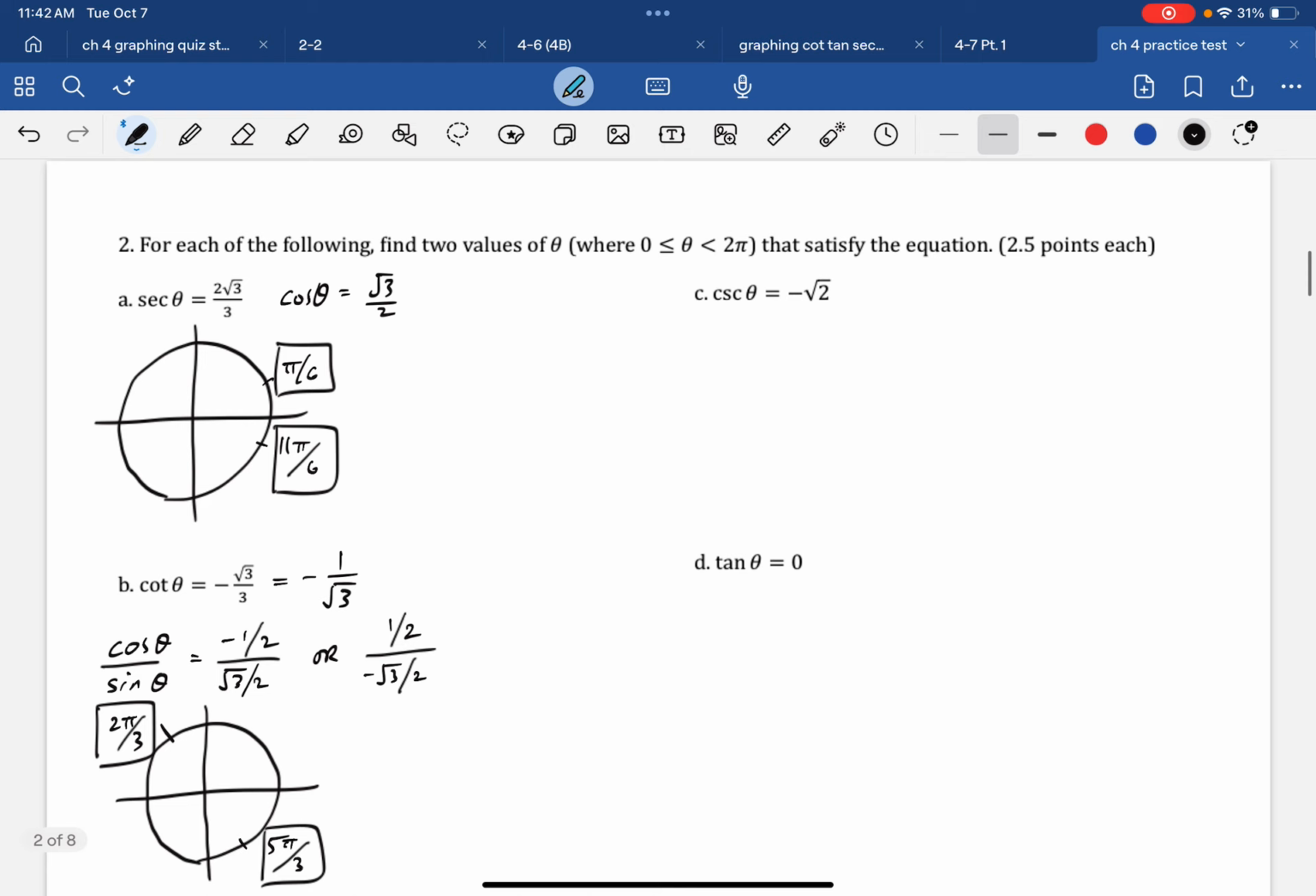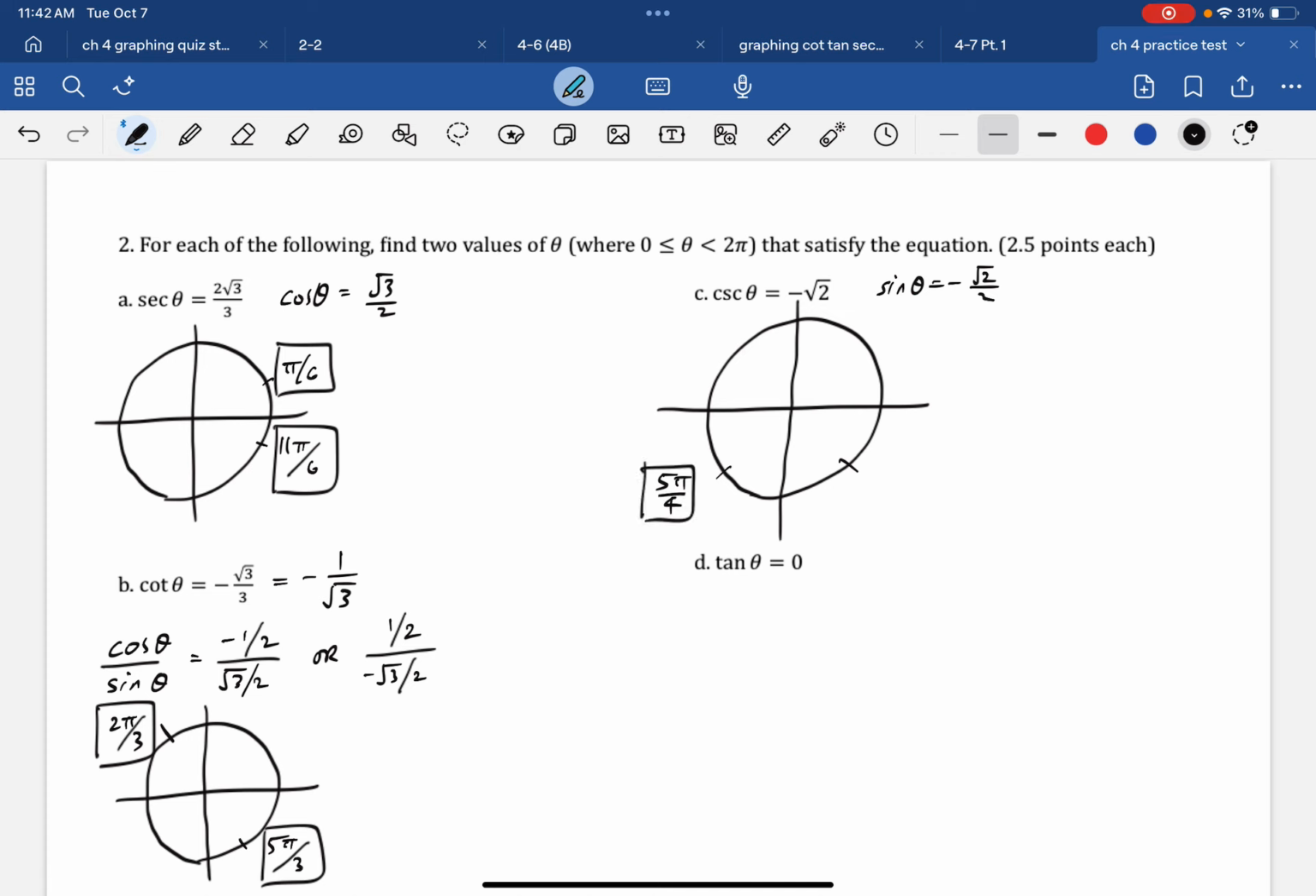Next one, if cosecant theta equals negative root 2, then that means sine theta is equal to negative root 2 over 2. And so we're looking for 2 points on the unit circle with y value negative root 2 over 2. That's here and here. So that's 5 pi over 4 and 7 pi over 4.